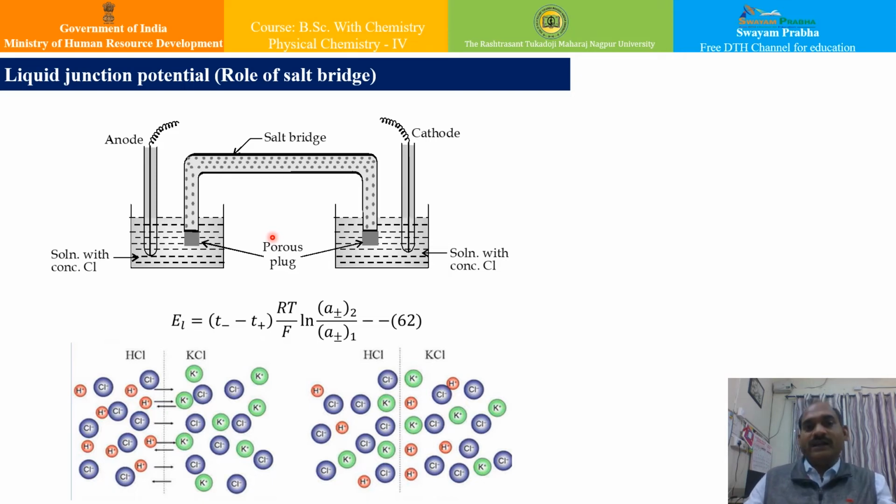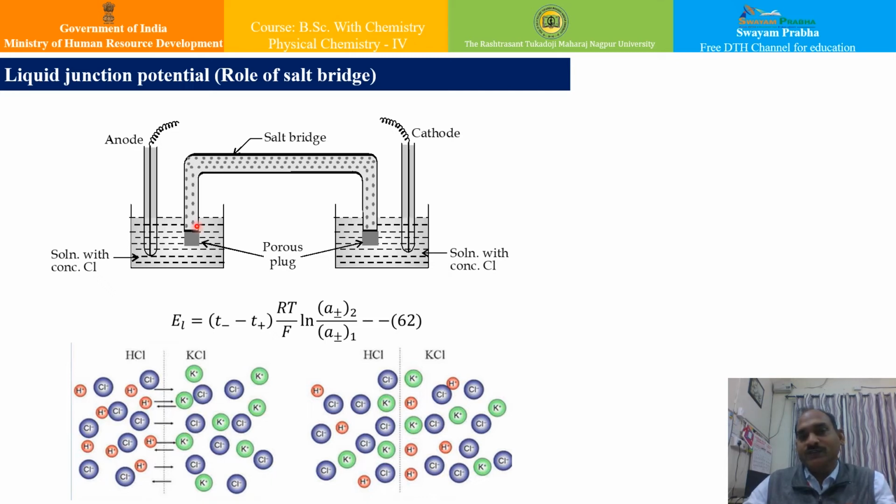Many times agar-agar gel is used for the formation of a gel. You need to take agar-agar gel, make it a saturated solution, boil it, and then you can make a saturated solution of KCl in this agar-agar gel solution. The moment you cool it, it solidifies.